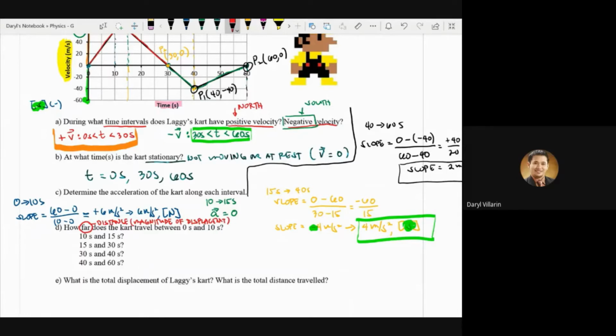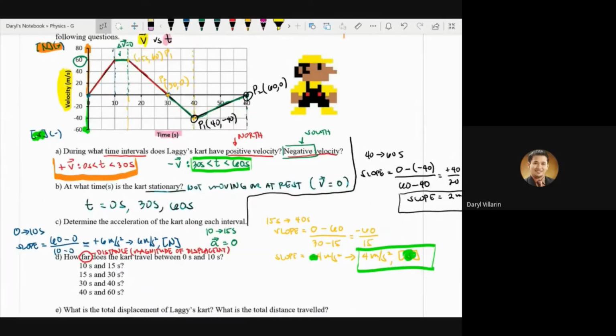And for 0 to 10 seconds, that is just this part here. So what would be the magnitude of that? You just disregard the sign of the value that you will get from there. And that would be 10 times 60 divided by 2. So that gives you 300 meters. Okay. So that is for 0 to 10.